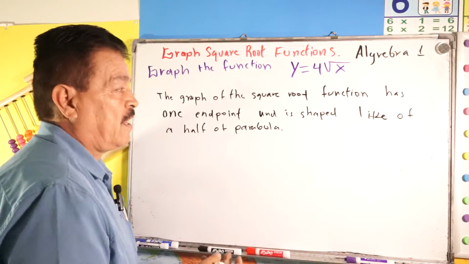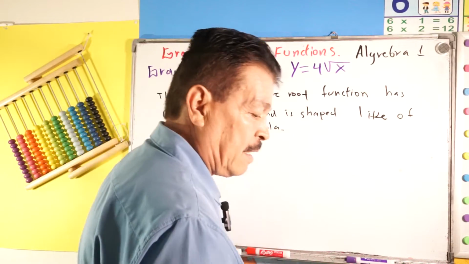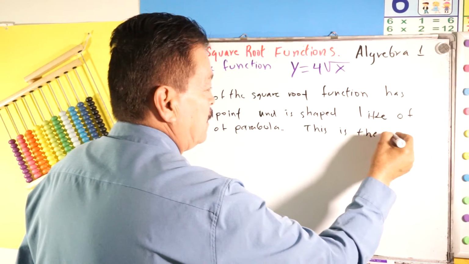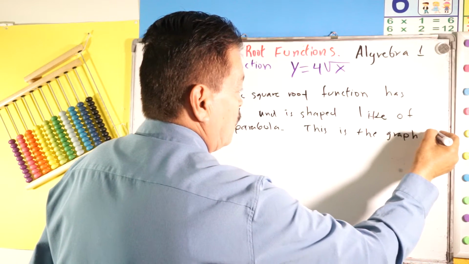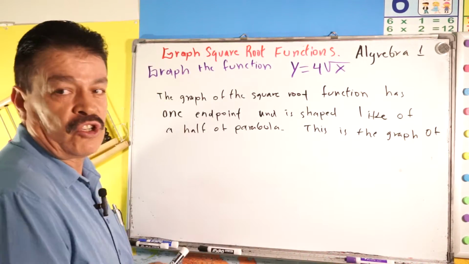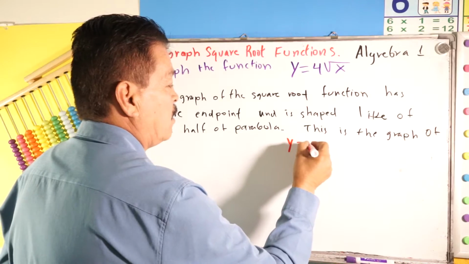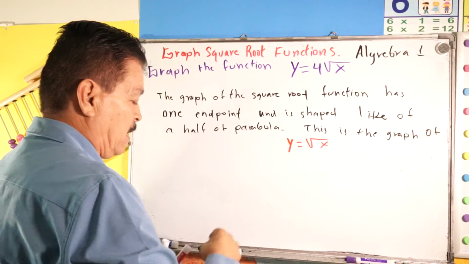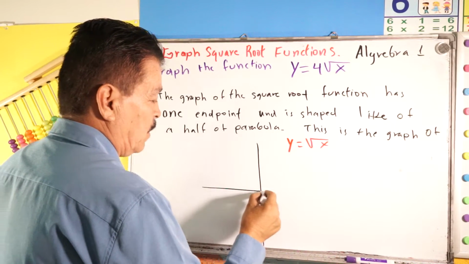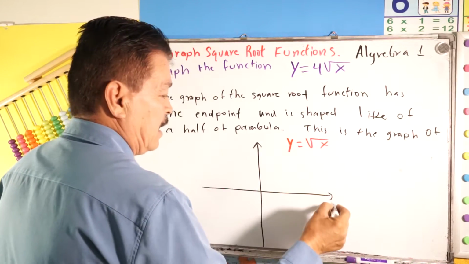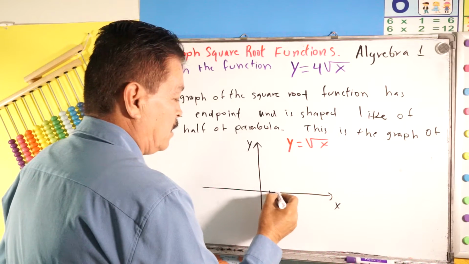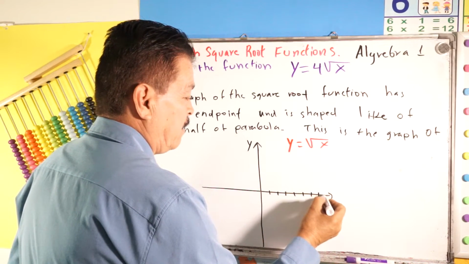Right? So this is a graph of, for instance, let me give you one example. Let's write the function y equals square root x. What is the graph of y? This is an example. This is x axis, this is y axis, and then let's write 1, 2, 3, 4, 5, 6, 7, 8.